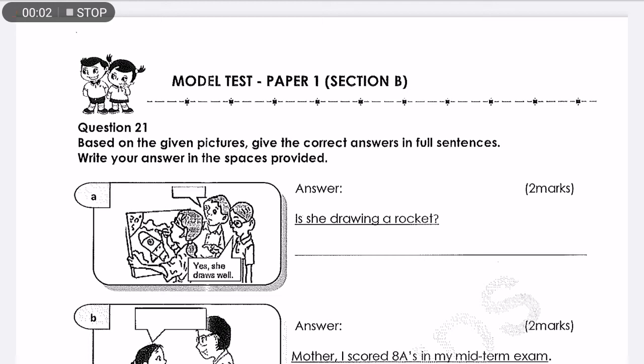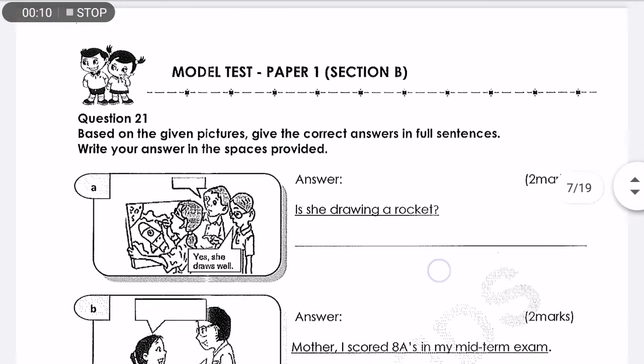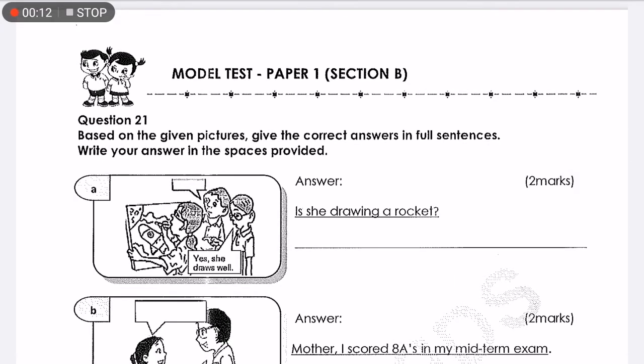Hi, this is teacher Amanda, and today we will continue standard 4 month 4 exam paper 1 section B onwards, which is the social expression from page 5.